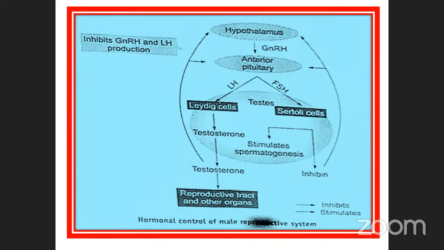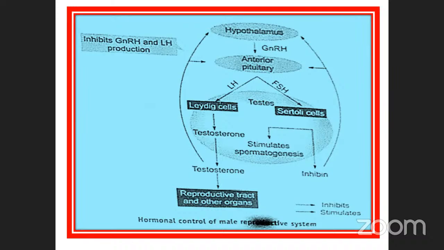The hypothalamus is there. I have to shift the slide to that place, but I chose here. Hypothalamus, you already know, is in the lower part of the brain, below the thalamus. The hypothalamus secretes gonadotropin releasing hormone, which acts upon the anterior pituitary. The anterior pituitary secretes the LH hormone as well as the FSH hormone.